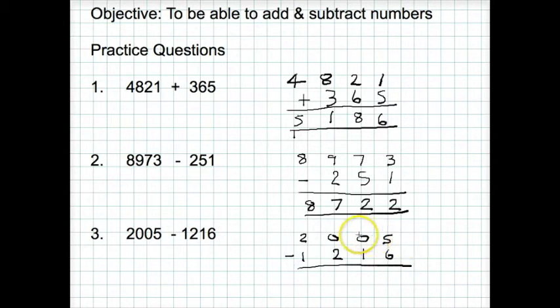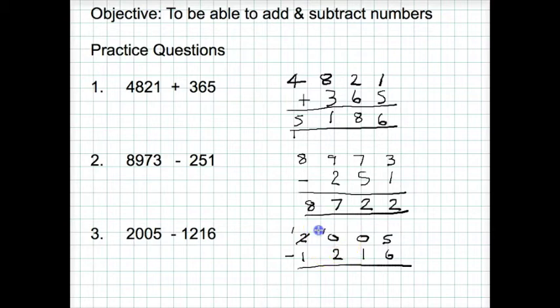So we need to borrow from the tens column. But we can't borrow from here because there's nothing there. So we now need to borrow from the hundreds column to pass it on to the tens column. But we can't do that either. There's nothing there. So we have to go right back to the thousands column. And we're going to borrow 1 from there. Pass it on to the hundreds column.